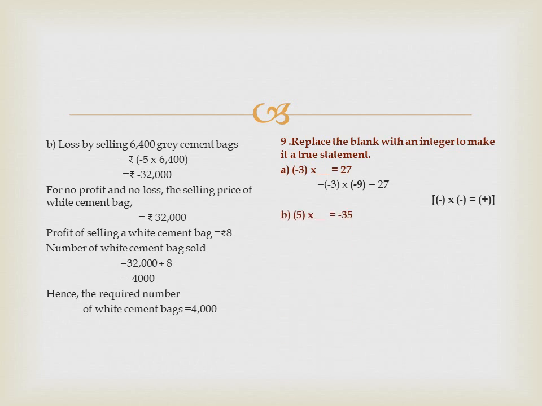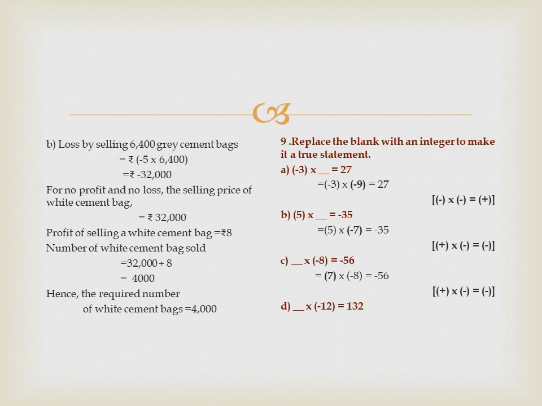Second one, 5 into dash is equal to negative 35. 5 into 7 is 35. For getting negative 35, we need to multiply negative 7. C. Dash into negative 8 is equal to negative 56. You know that 7 into 8 is 56. Therefore, 7 into negative 8 is equal to negative 56. Answer is 7 itself.